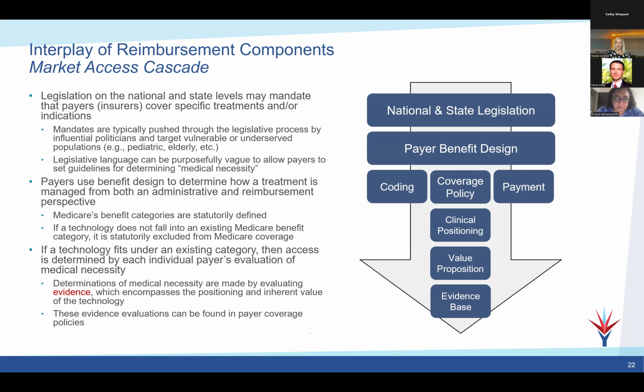There is a big interplay amongst different reimbursement components, and we call this the market access cascade of national and state legislation that influences payer benefit design, which then influences coding, coverage, and payment, which will influence your clinical positioning, help you establish your value proposition, which means now this will be your evidence base that going backwards will help you establish your value proposition that will be influential on your clinical positioning, influence your coverage, coding, and payment, and then further influence your ability to get the amount of money for your technology that you need to cover.